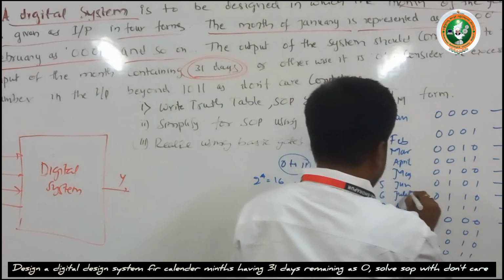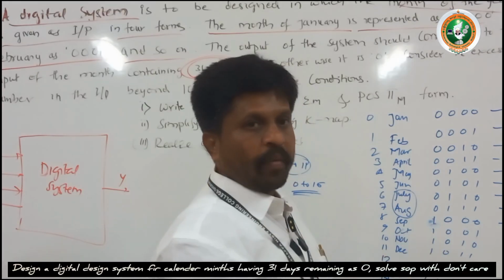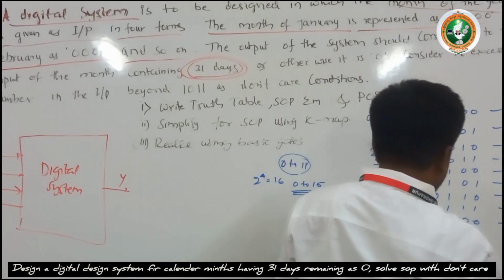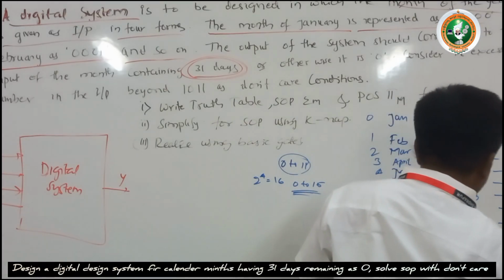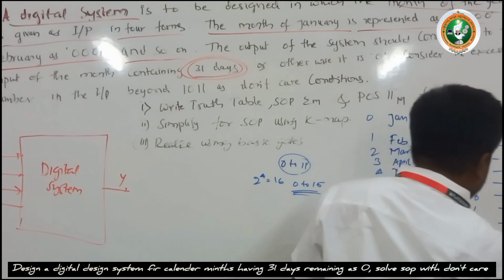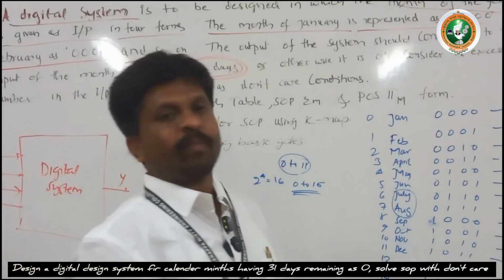July and August have the same value, 1 only, because of the 31st date. September is having 30 dates, so it is 0. Then October is having 31 dates, so 1. November is having 30 days, 0. December is having 31 days, so the value is 1.